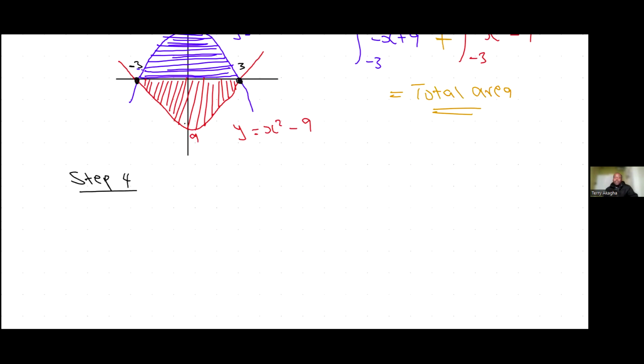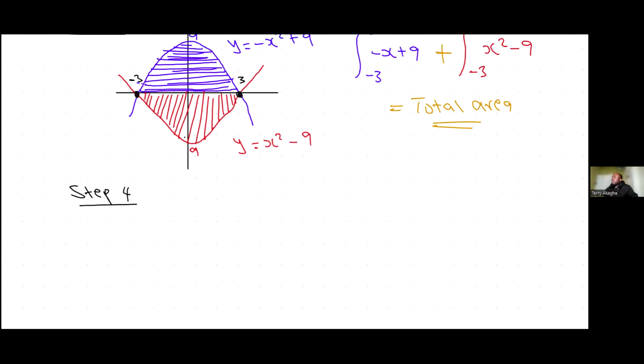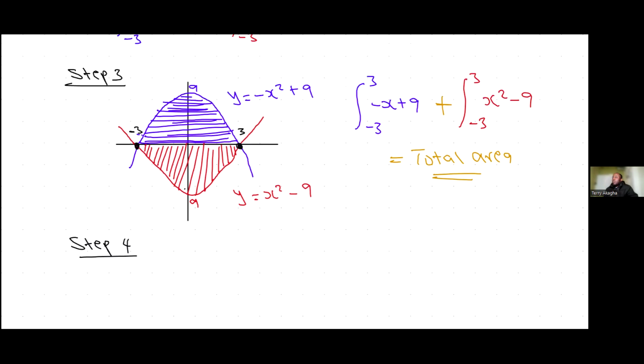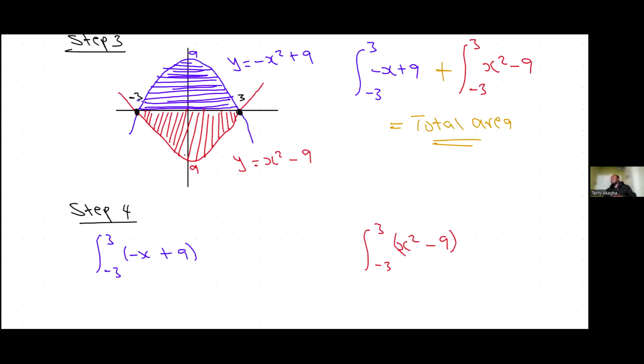So we're going to start with the purple one. The purple one was integrating between 3 and minus 3, of minus x plus 9. And we have the red one, which we'll be integrating between 3 and minus 3, and we have x squared minus 9. All right. So we're going to solve them now.